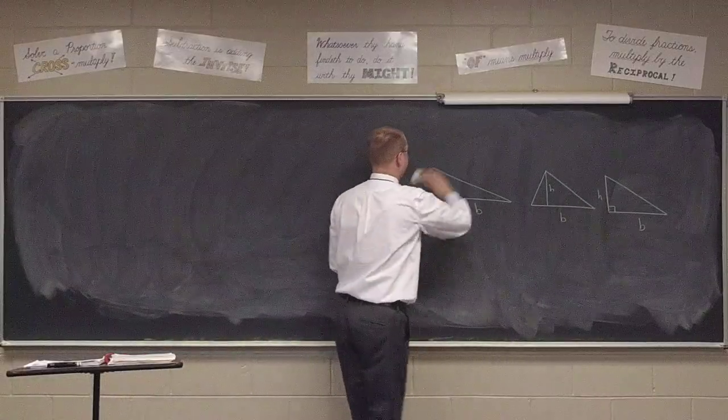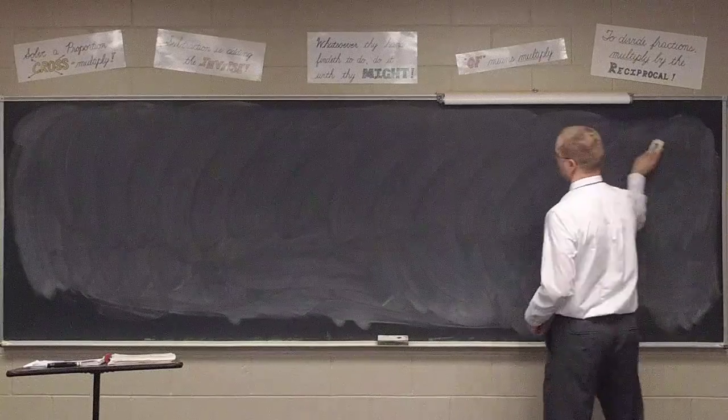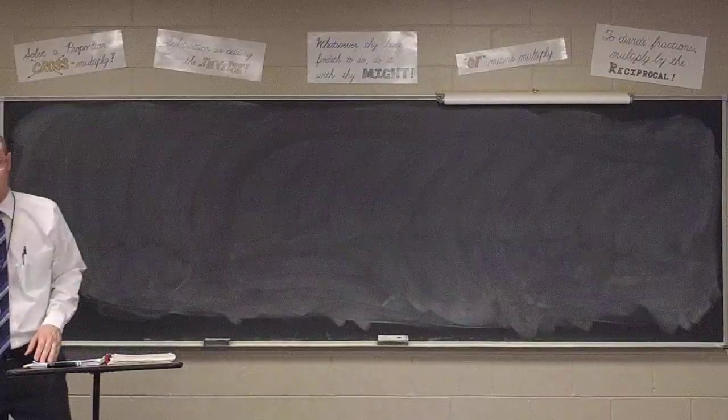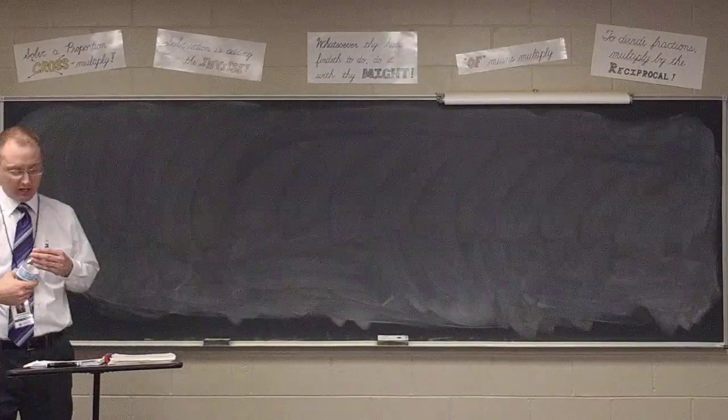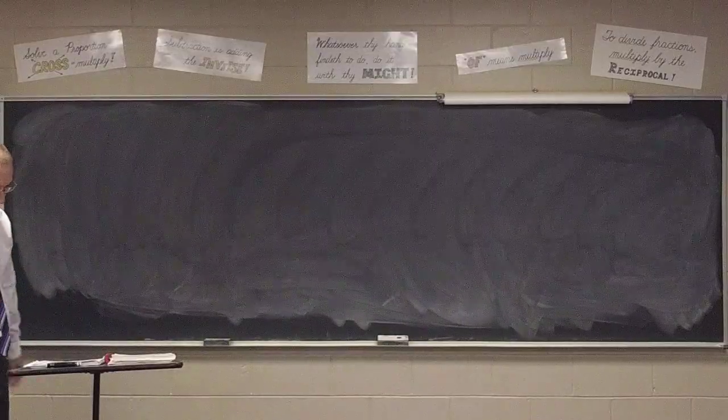T equals a half BH. T equals a half BH. Go and read exercise number 1, if you would please, there in your textbook. Chris. Find the area of a triangle whose base is 15 inches and whose altitude is 6 inches.